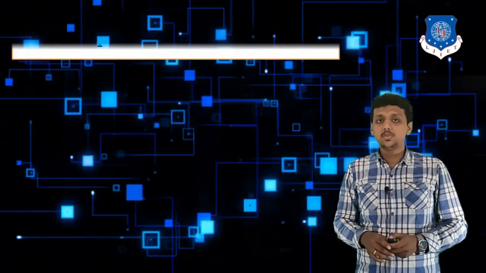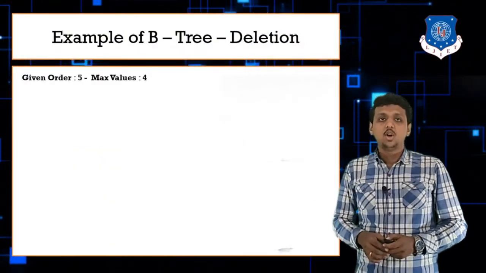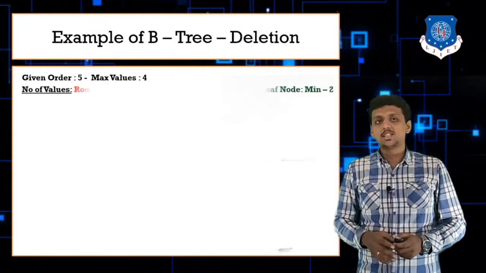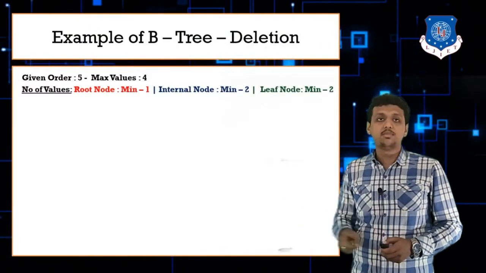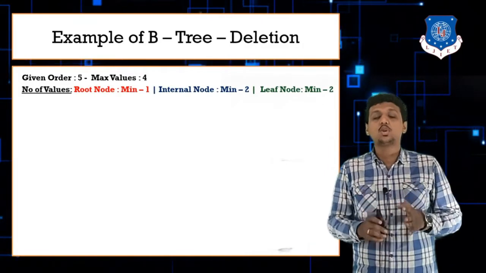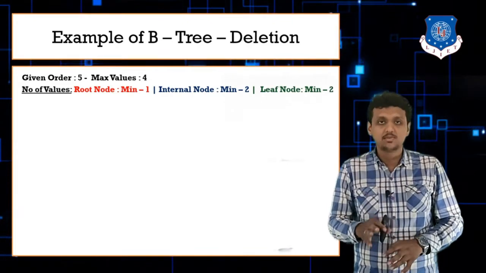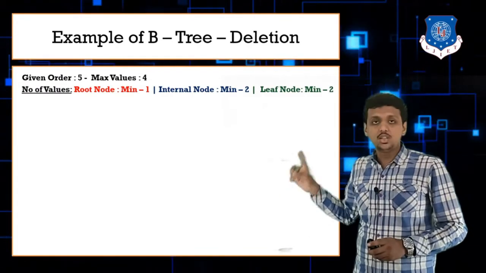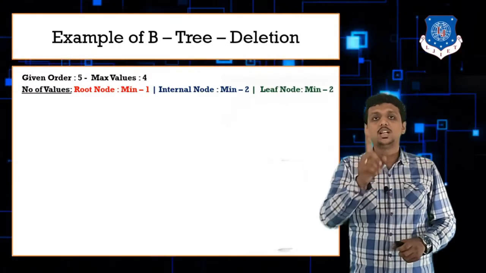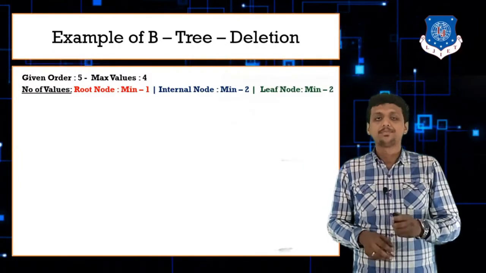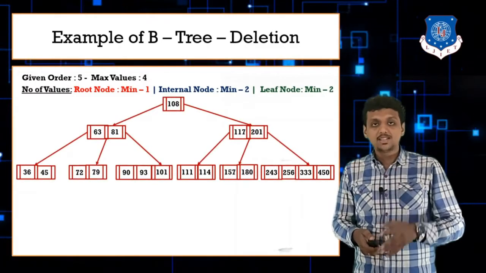So here we have the first example of B tree deletion. Order is 5, so you can store a maximum of 4 values, and I have already written there the minimum number of values, because in deletion I need to focus on minimum values. In insertion we focus on maximum values. Fine. So the minimum values in each node are written there: root node 1, internal and leaf nodes both contain 2 minimum values. Now this is my figure, same as the previous.